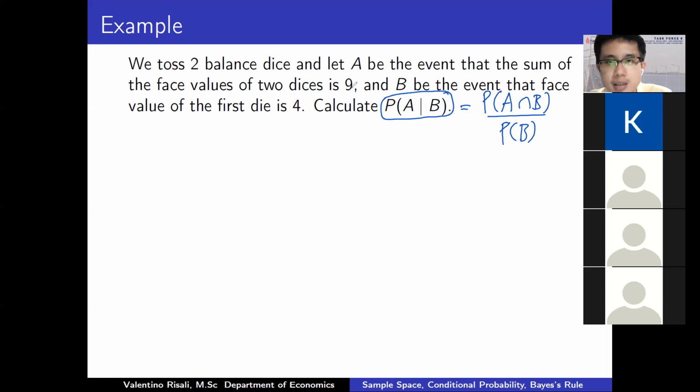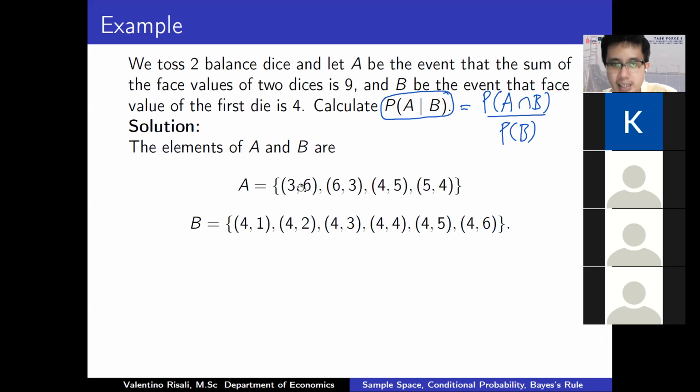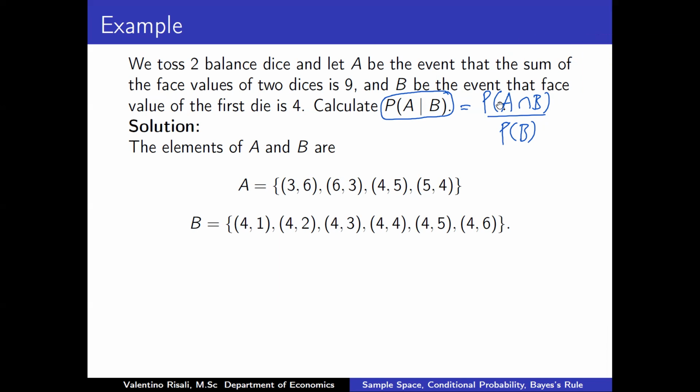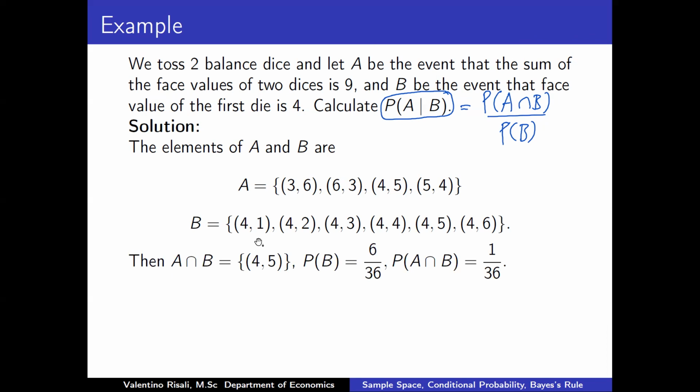Okay, the first one, A is 3,6, 6,3, 4,5, and 5,4. And the B one is 4,1, 4,2 until 4,6. And the P(A and B) is only 4,5. So it is 1 over 36 divided by 6 over 36, and you get the final answer, 1 over 6.